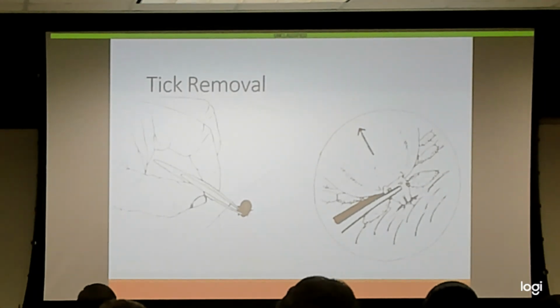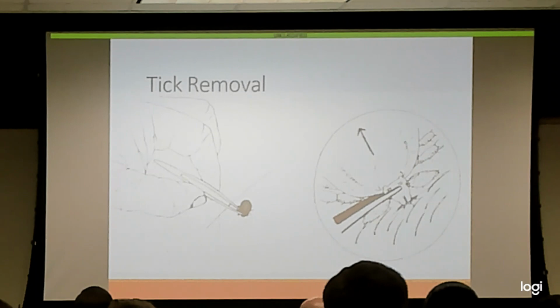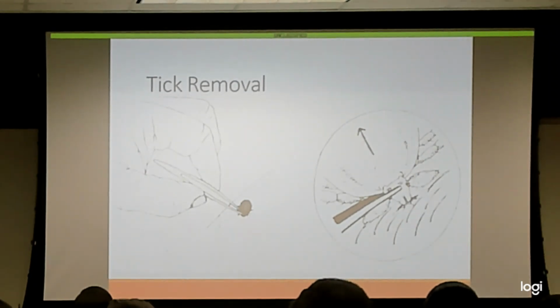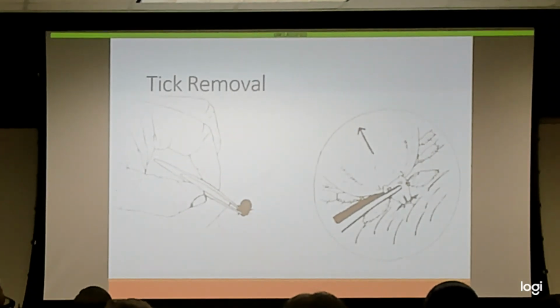Tick removal. If you don't know how to remove a tick from someone, just take a very fine needle forceps, as close to the skin as you possibly can go, try and clip onto its head, and then just pull straight up. Don't wiggle it, don't twist it, don't move it, just pressure straight up. With enough pressure, it'll eventually let go.